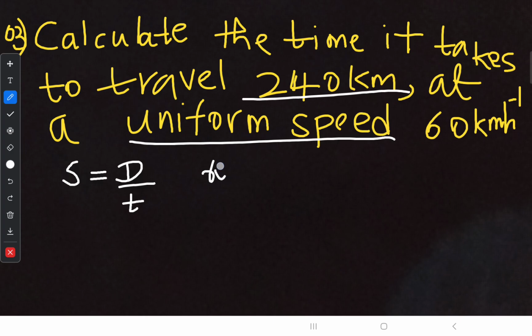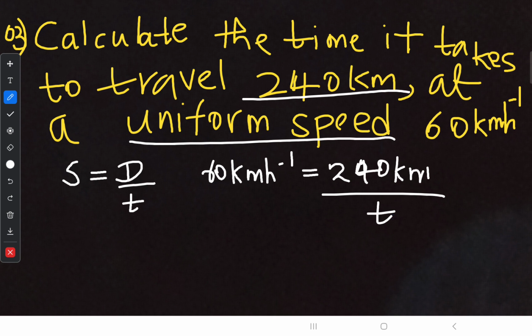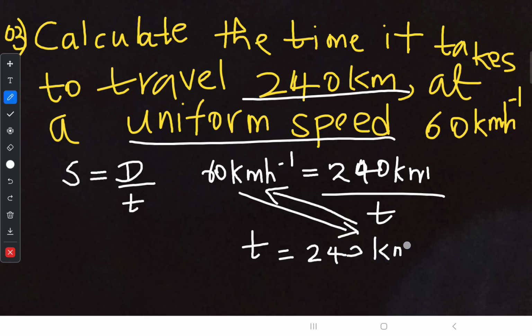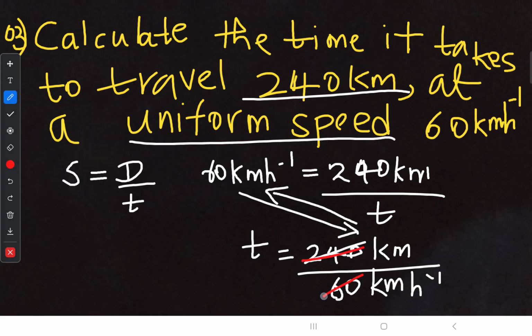Speed is 60 kilometers per hour. Distance is 240 kilometers upon time. We have to find the time. So I'll take time here and 60 kilometers per hour here. Time is equal to 240 kilometers upon 60 kilometers per hour. Here you can see 240. We can simplify this 240 and 60. 4 sixties are 240. Kilometer and kilometer can be simplified.